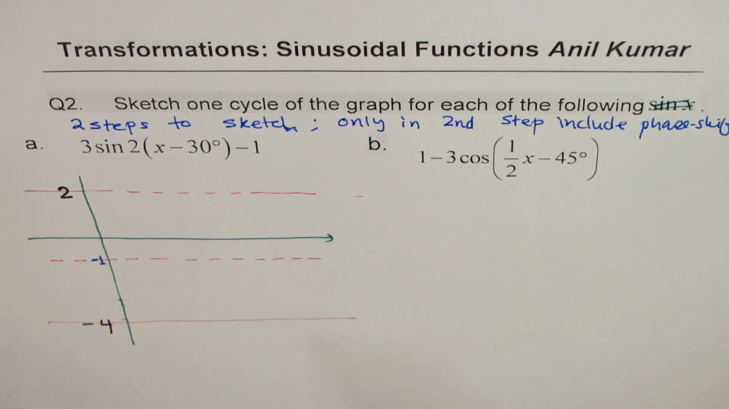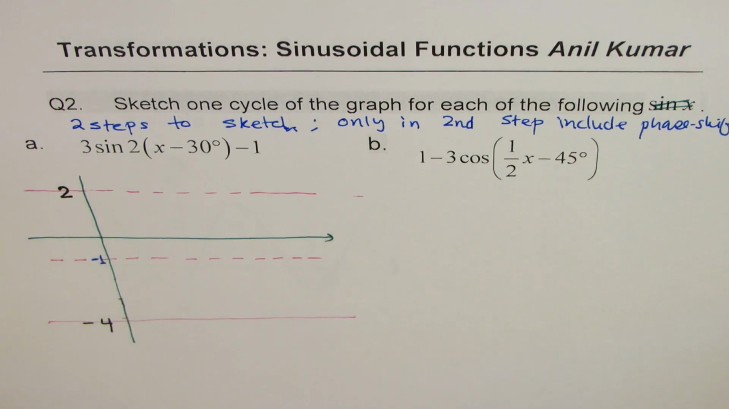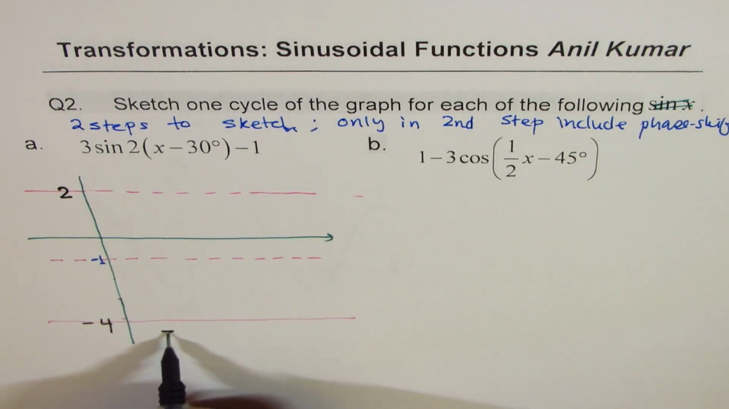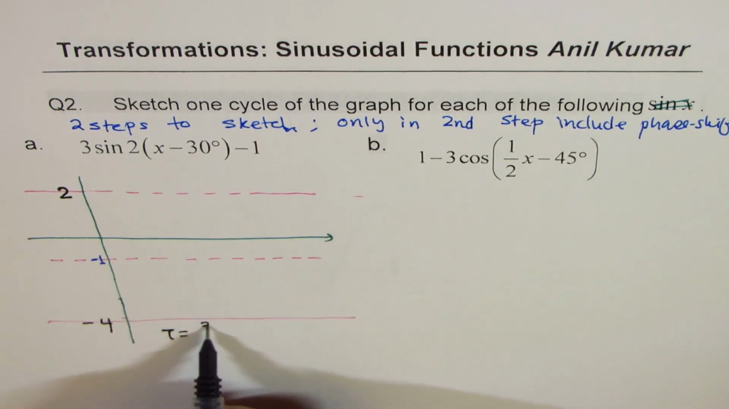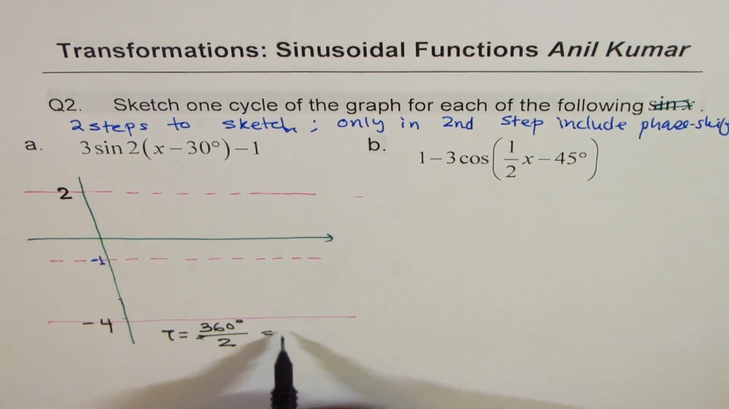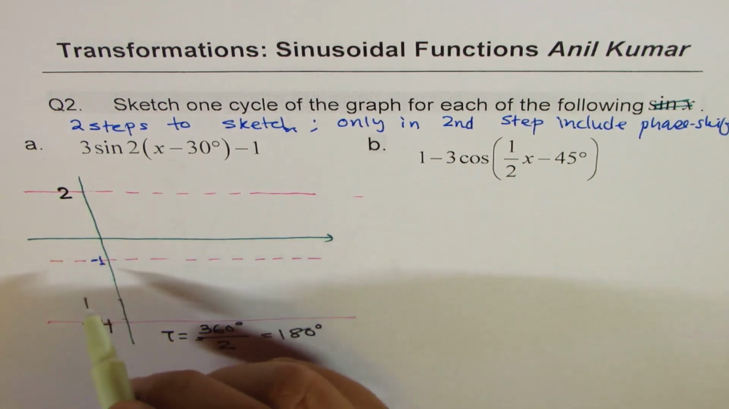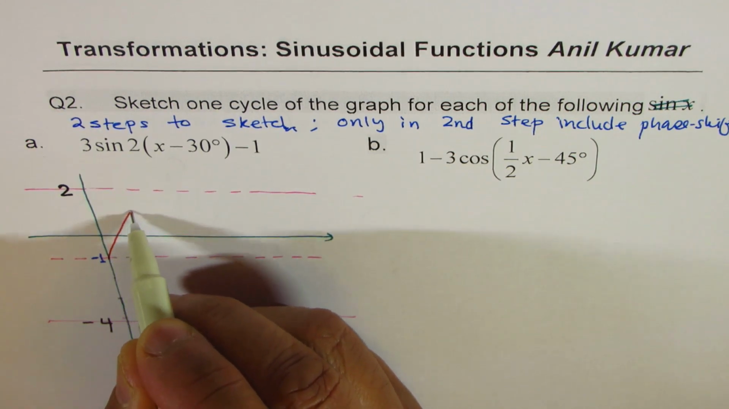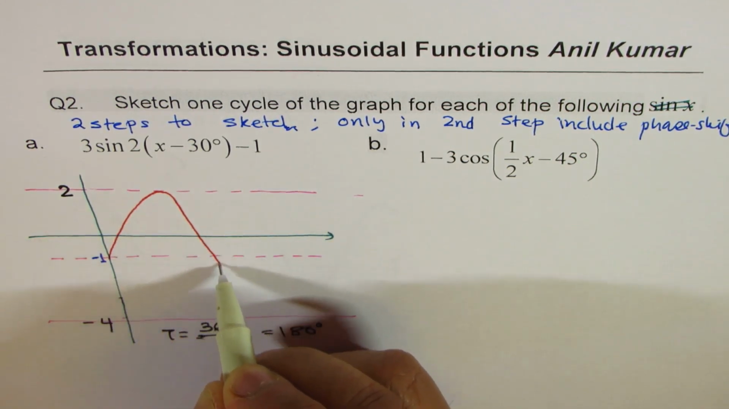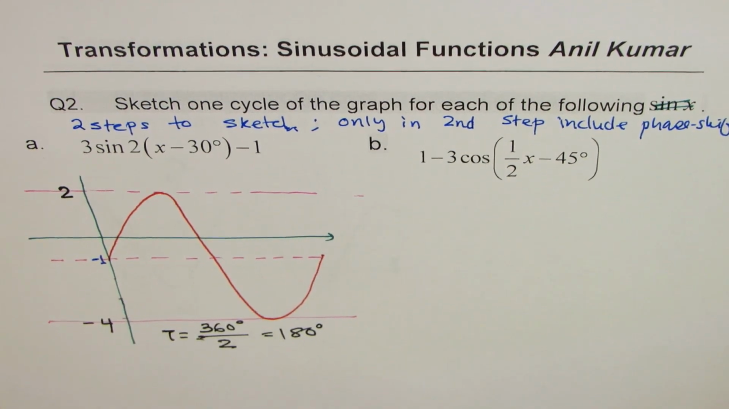Perfect. Now the time period can be calculated from this value of k. So we know the time period T is equal to 360 degrees divided by 2, which is 180 degrees. Perfect. Now the sine wave can be sketched very easily from this by just connecting the points, like this. Okay? And then we'll make everything else later. So that is one wave.